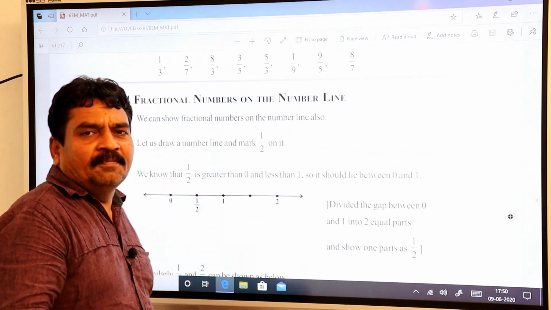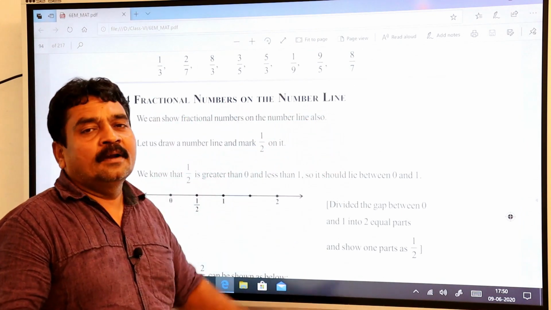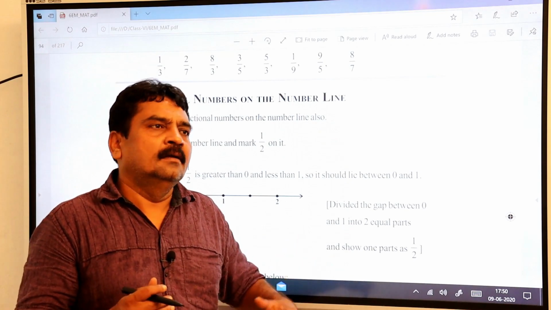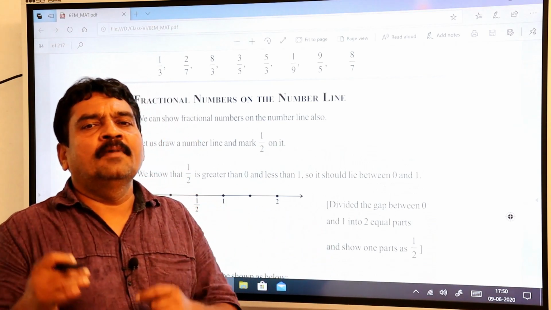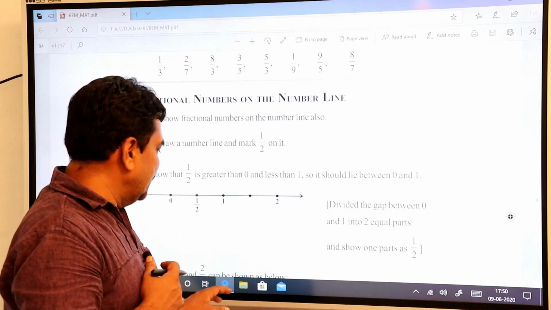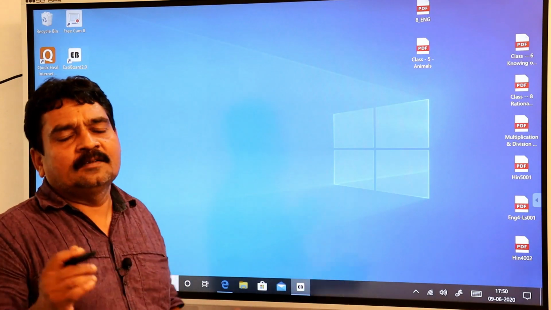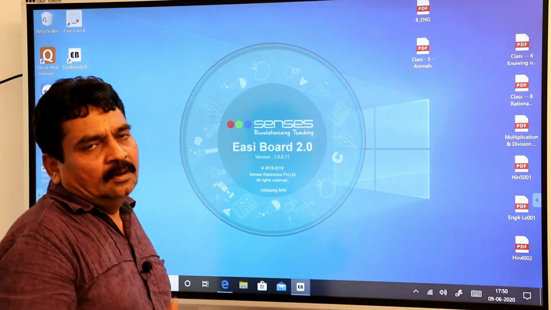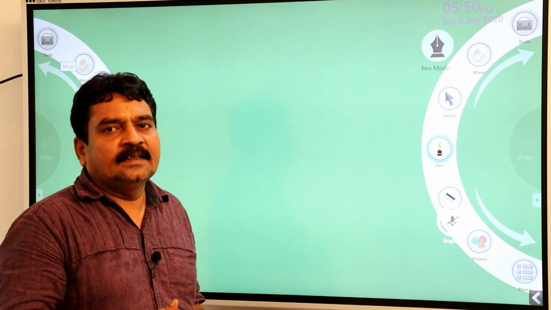This is something very important. You call it fractional numbers on a number line. For this, I'll explain on another slide, fractions on number line. Later on we'll come back to this page. I'll just minimize this page as it is. I'll go back to the easy board where I'll explain fractions on number line. Then we'll come back to our textbook problems so that you can understand much better. Let's see.